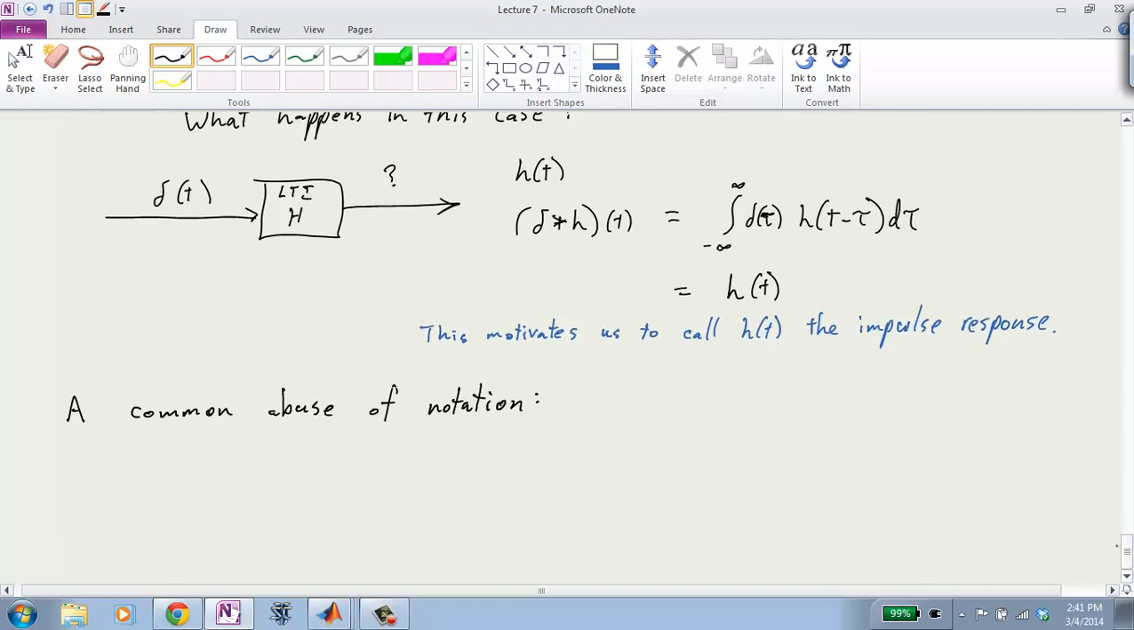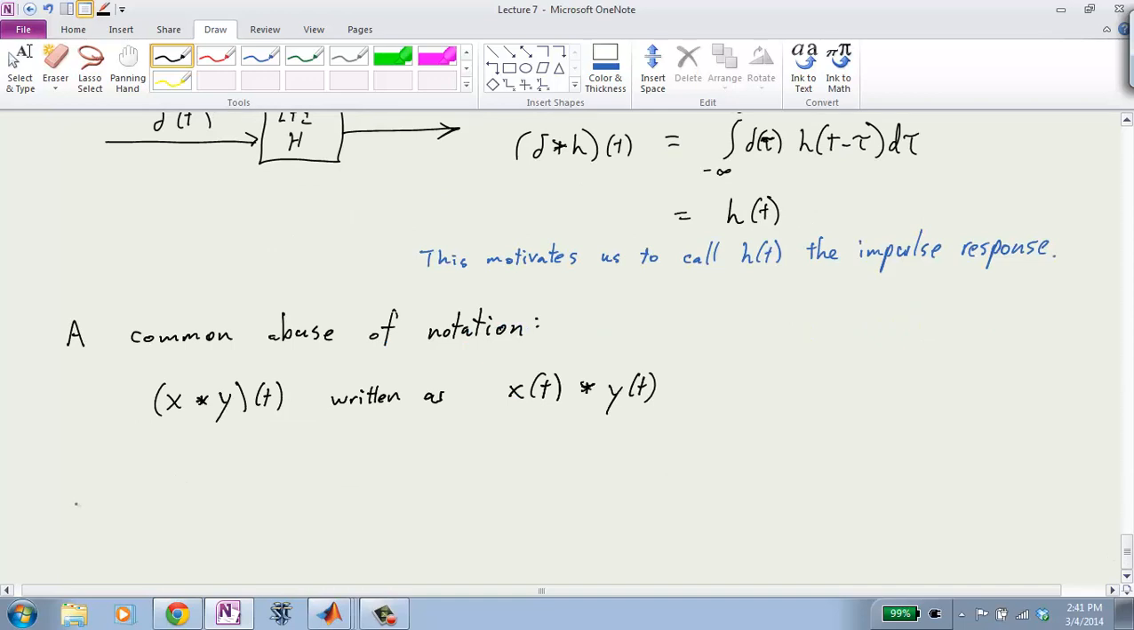Here's a common abuse of notation, which we are also going to utilize. Often people will write x convolved with y of t as x of t convolved with y of t. There's a reason this is convenient, and that is that we can very concisely write convolutions of manipulated signals.